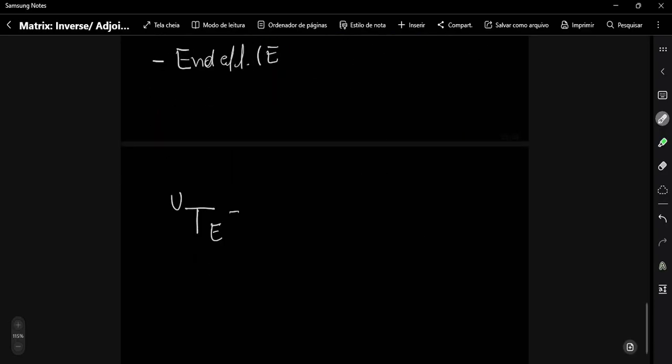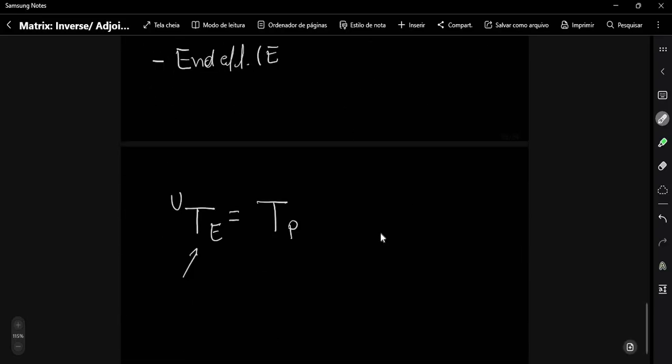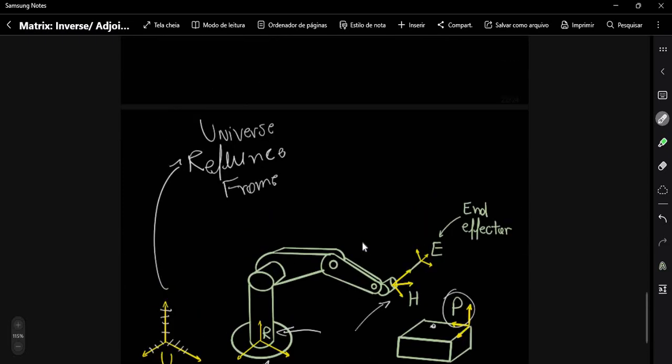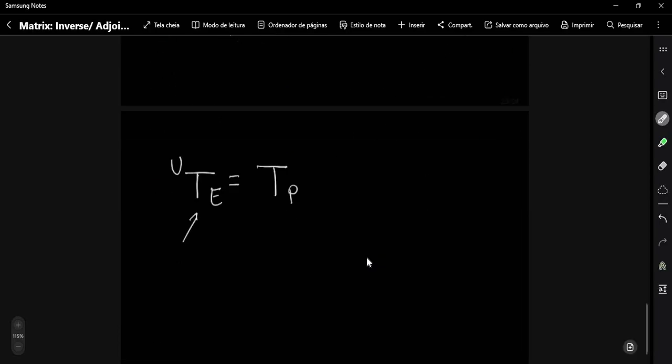So the end effector is going to be localized at the same localization as the piece, without any precision, because we are just writing a transformation equation that describes the motion of this robot, and we are not being precise.